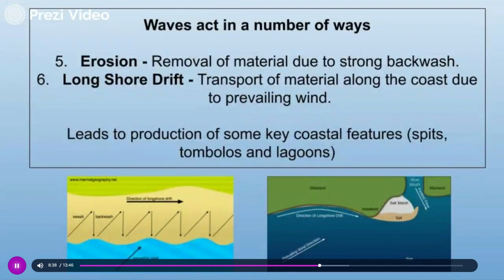Number 6, longshore drift. Again, is something that you might have heard of. I'm going to talk a bit more about this in the next video, because we're going to start to think about how key coastal features are formed. Longshore drift is the transport of material along the coast due to a prevailing wind. So prevailing wind is shown in the 2 images at the bottom, where you've got the arrow that's out at sea pointing towards the northeast. And this is the general direction of the wind.